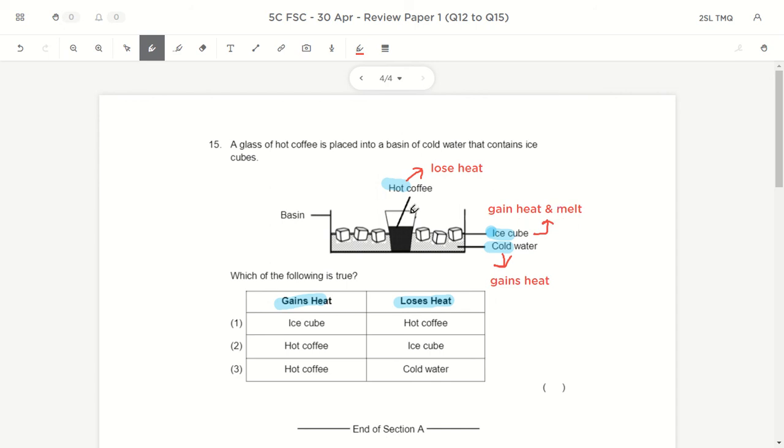So which one's following is true? Let's start with lose heat first. Which one loses heat is only the hot coffee, and there's only one option. So the ice cube also gains heat. So ice cube gains heat and melts. That's why after a while you don't see an ice cube there. Hot coffee becomes cooler. It loses heat. So answer is 1. So this is the answer for the remaining question of the MCQ.